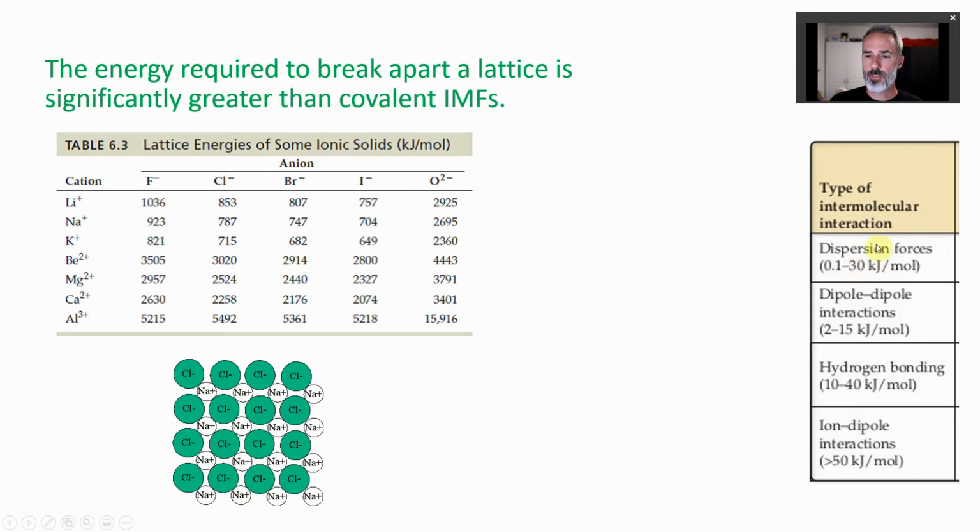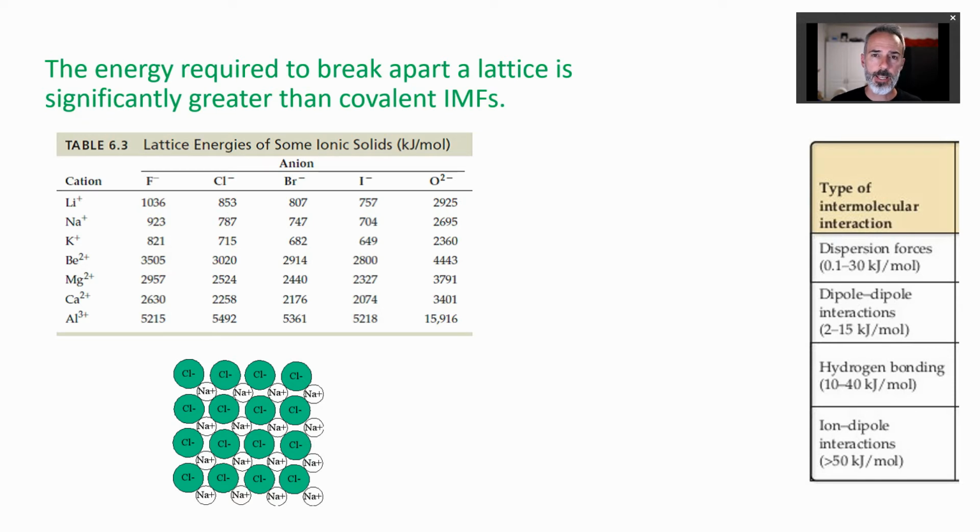Like look over here, we know London dispersion forces are the weakest. We'll compare them: they're less than 30 kilojoules. Look at hydrogen bonding, which can get up to 40 kilojoules. A little bit of foreshadowing: we haven't learned about ion-dipole yet. We'll get to that. But hydrogen bonding is the strongest covalent intermolecular force that we know of, and it maxes out at 40 kilojoules. Whereas look at the lattice energy. If you have sodium chloride, it's 787 kilojoules per mole. That's a lot of energy it would take to break it apart.